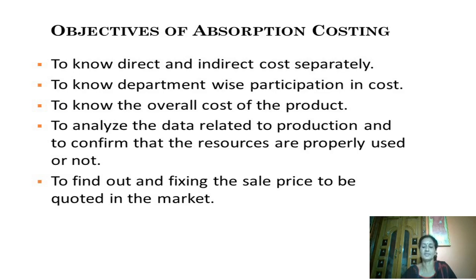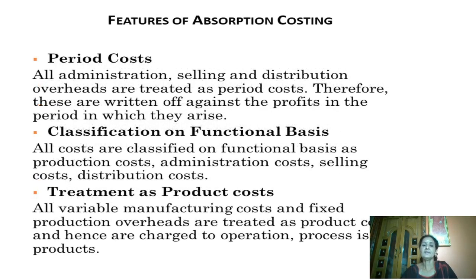It helps very much to fix up the price. Then what are the features of absorption costing? Period cost. All administration, selling and distribution overheads are treated as period cost. Therefore, these are written off against the profits in the period in which they arise. So in the features, we can see that all administration, selling and distribution overheads will be treated as period cost, and these are written off against the profits in that particular period in which they have arisen.